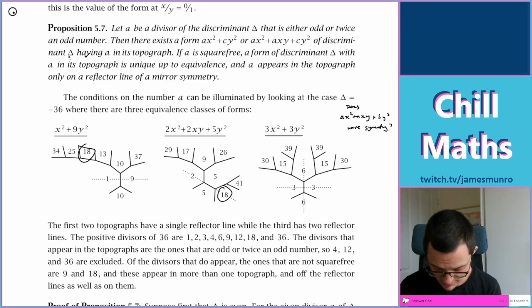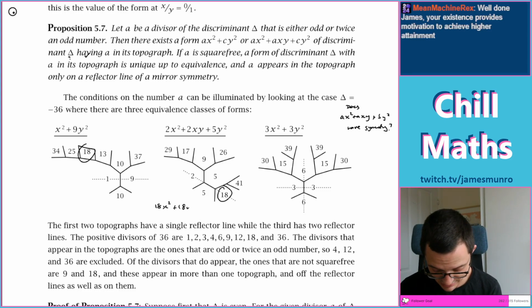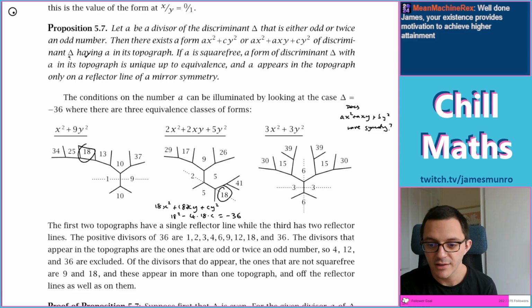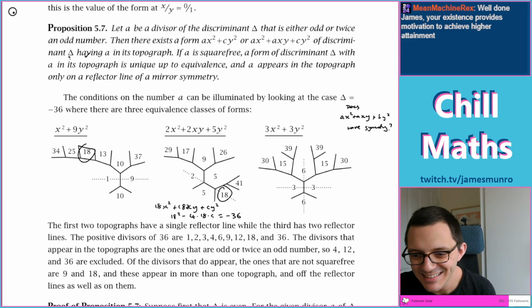Unique up to equivalence. So what is this then? So is it 18x squared? The discriminant is supposed to be minus 36. I'm not exactly sure how that's going to happen. There exists a form like this, plus cy squared. So what on earth is cy squared? It's supposed to be 18 squared minus 4 times 18 times c is supposed to be minus 36. Is that going to happen?